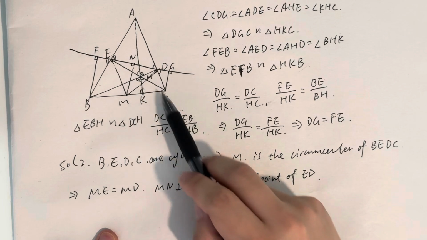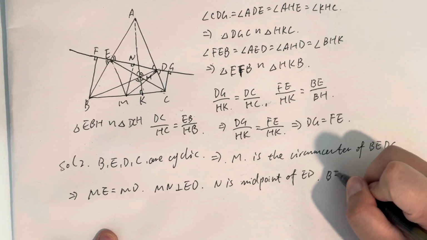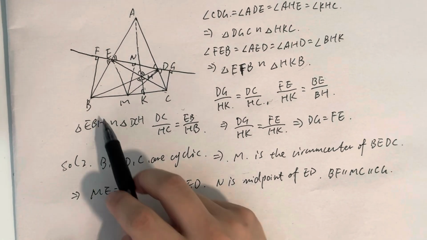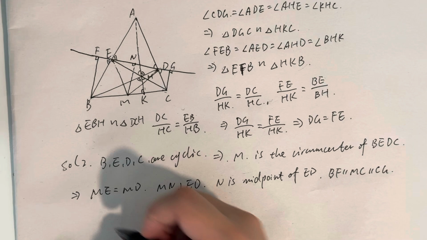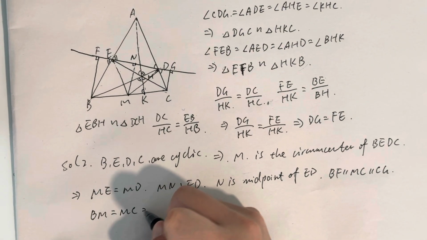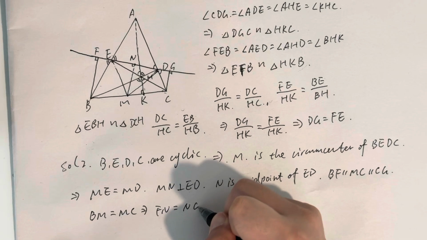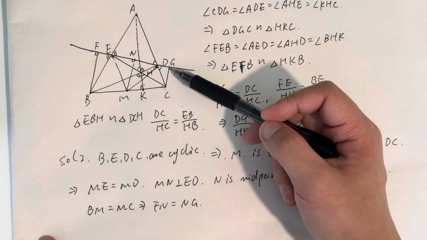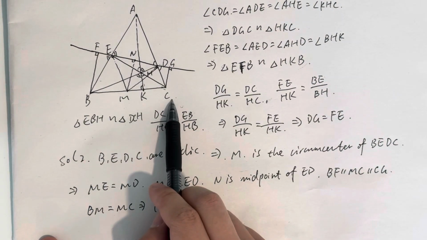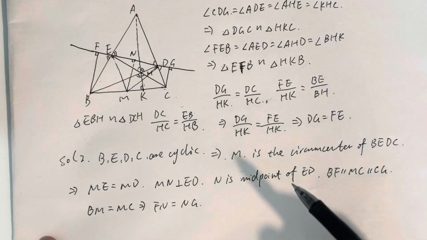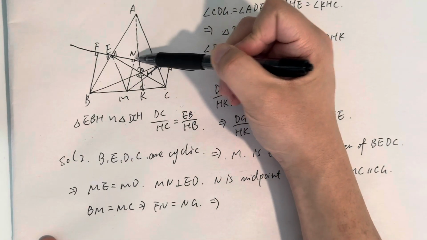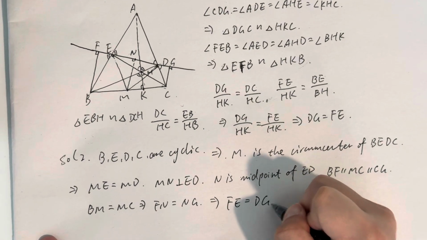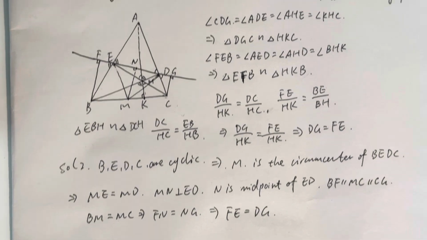And think about these three lines. BF is parallel to MN, which is parallel to CG. And BM equals MC. That means FN equals NG. These are three parallel lines, and we know that BM equals MC, so FN equals NG. So FN equals NG, EN equals ND, then we know that FE equals DG. Okay, that's the second solution.